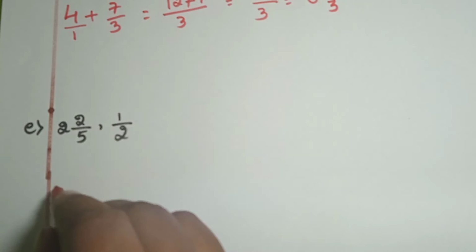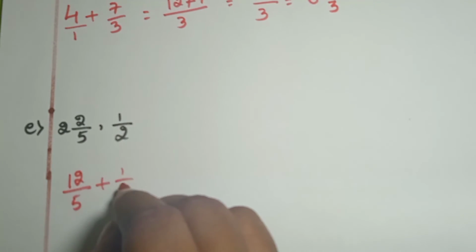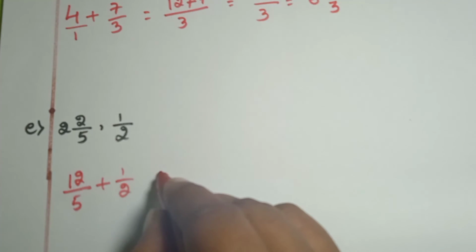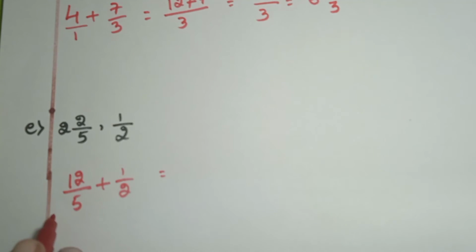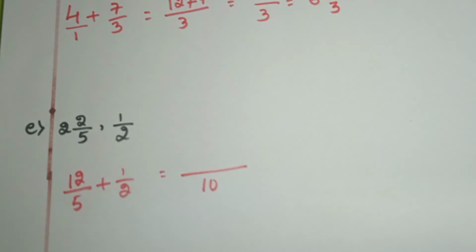5 2s are 10, 10 plus 2, 12. 12 by 5 plus 1 by 2. Okay, what is the LCM for this, children? 5 is not divisible by 2, and 2 is not divisible by 5. Then what is the LCM? We should multiply both these denominators. 5 2s are 10 is the LCM.